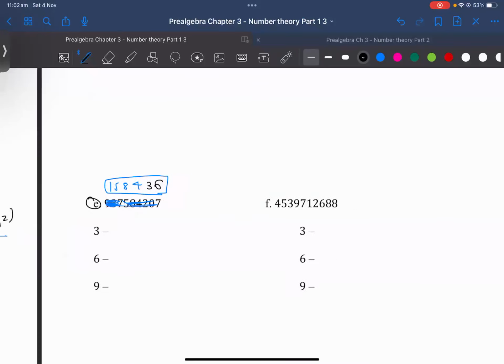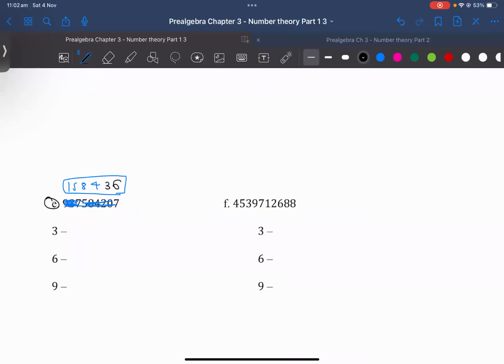And for E, you have 1, 5, 8, 4, 3, 6. The digit sum is 1 plus 5 is 6, plus 8 is 14, plus 4 is 18, plus 3 is 21, plus 6 is 27. 27 is divisible by 9. If I wanted to be lazy, I'd do 2 plus 7 is 9, the digit sum of the digit sum, which is 9. This is divisible by 3, yes. It's also divisible by 9, yes. And it's also even because it ends with 6, so it's also divisible by 6. So it's yes for all of them.